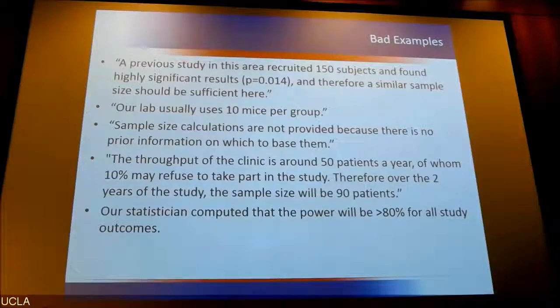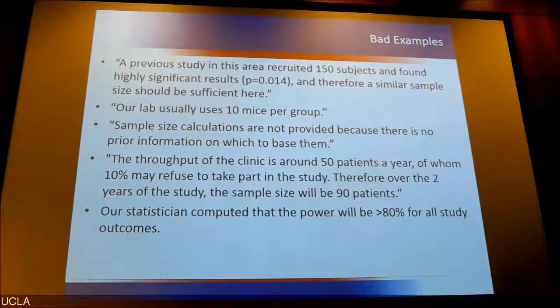The second one: I do a lot of basic science studies, and I see a lot of "we have 10 mice per group because we have 10 mice per group." Well, that may be exactly the right number, or it may be completely wrong, but we should know before we start an experiment whether it's something that's likely to be successful or not.